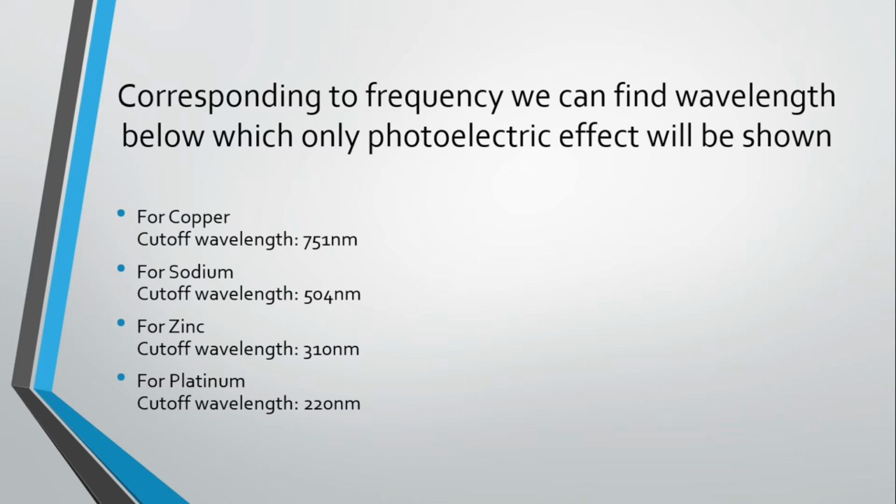Corresponding to frequency, we can find the wavelength below which the photoelectric effect will be shown. For copper, the cutoff wavelength is 571 nanometer. For sodium, the cutoff wavelength is 504 nanometer. For zinc, the cutoff wavelength is 310 nanometer, and for platinum, the cutoff wavelength is 220 nanometer. Thank you.